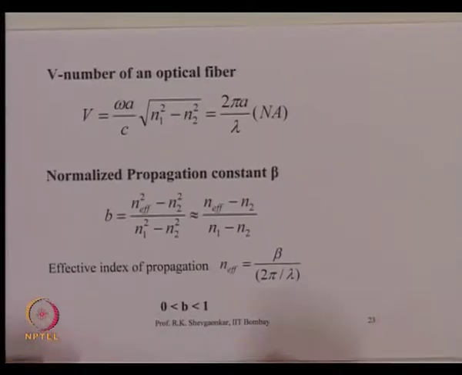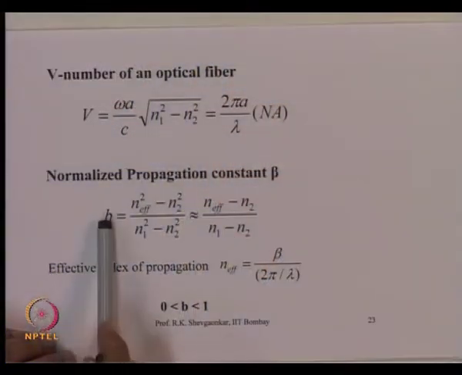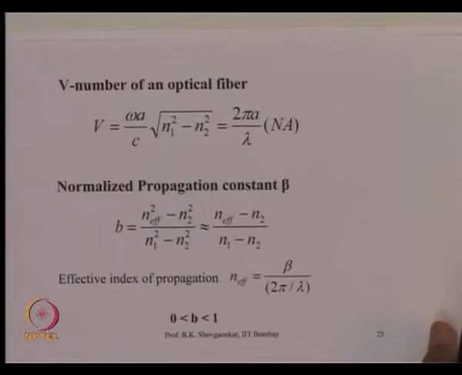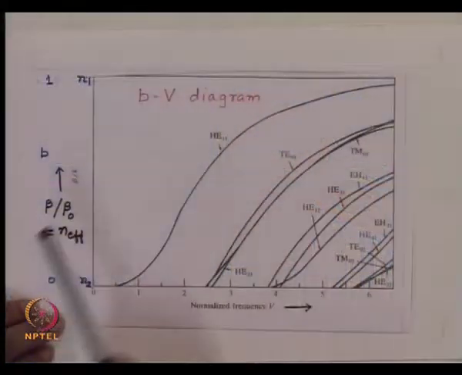Then we found that there is a limit on the propagation constant, that is beta 2 and beta 1, or if we define what is called the effective modal index, then the modal index lies between the refractive indices N2 and N1. So, we could define this quantity, what is called the normalized propagation constant, by this, where this parameter B lies between 0 and 1. And then we got the relation between B and V, or beta and the V number, and we got this diagram, what is called the BV diagram of an optical fiber.